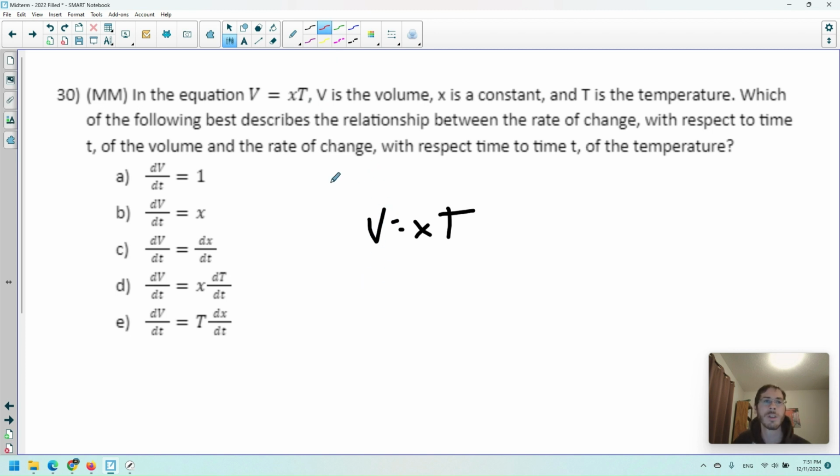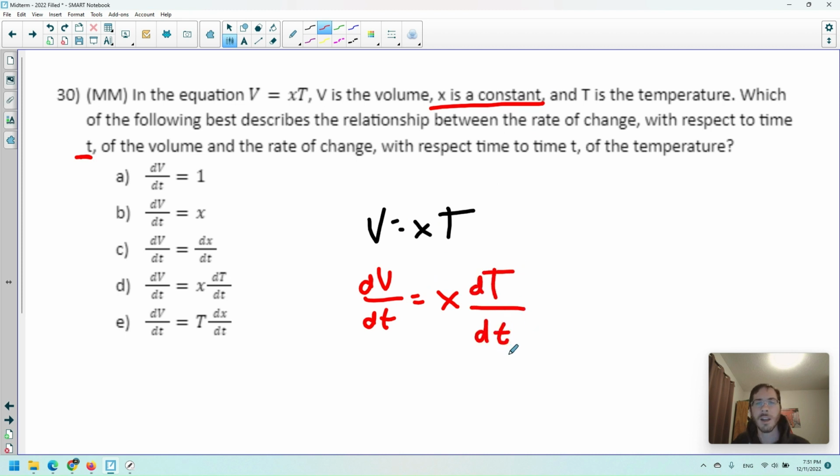So we wanted to go ahead. It's kind of like a dreads question. We take our derivatives, but we want to do it with respect to time. So dV/dt, and x is a constant, so we don't do anything with x. T, we go dT, dt. And I think that's actually the end of the question because we just need to set up the relationship. So that's going to be D, and we're going to be done with that one.